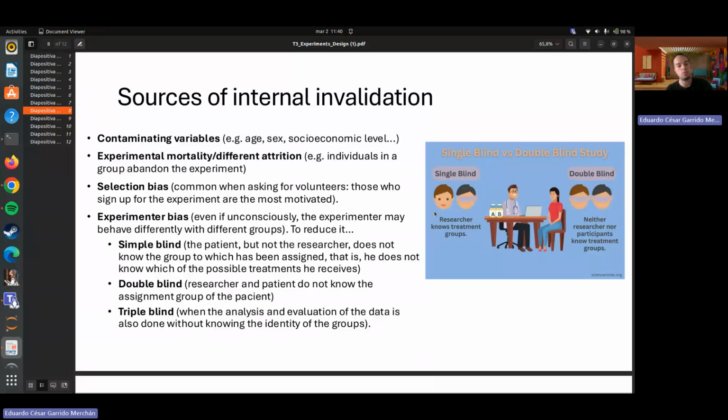And I do not recommend you to make simple blind experiments, because it's really easy to trick the data with simple blind experiments, with just the patient knowing which group has been assigned, and so on. So I just recommend you the double blind.